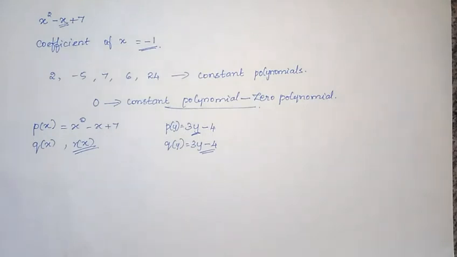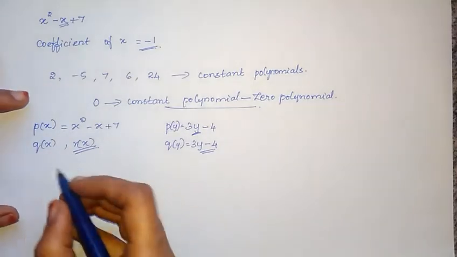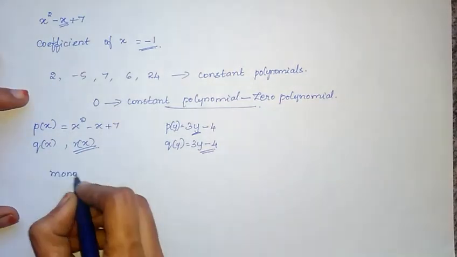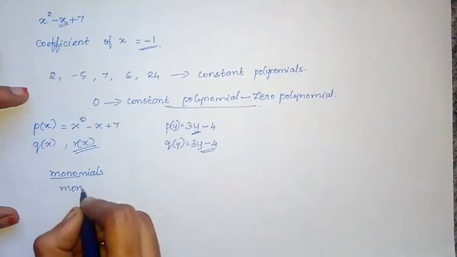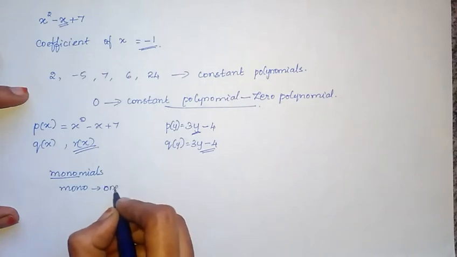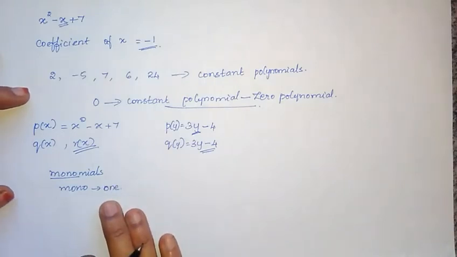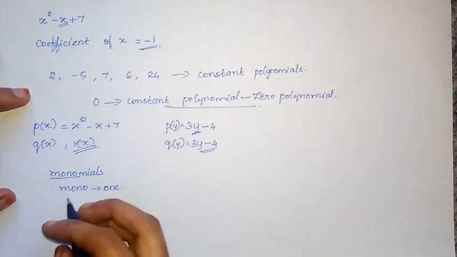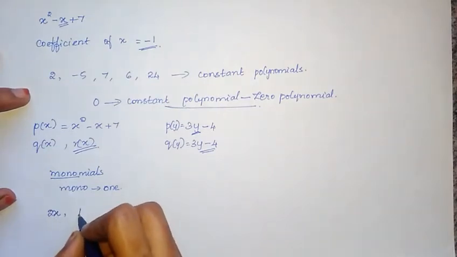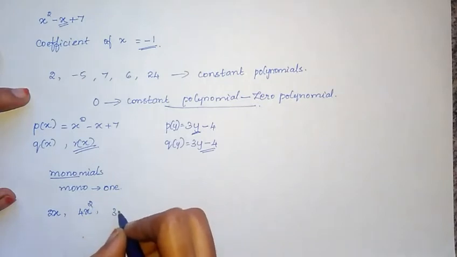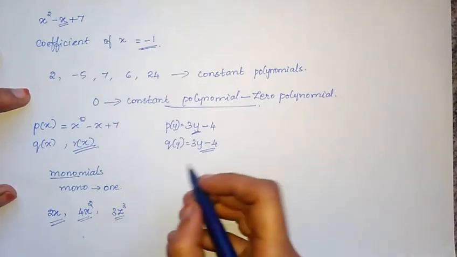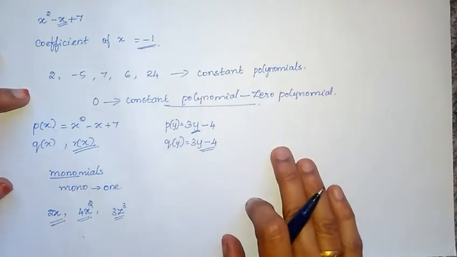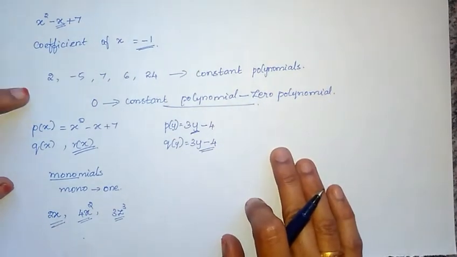Polynomials having only one term are called monomials. Mono means one. Example, 2x, 4x square, 3z cube. These are the polynomials with only one term. So, these are monomials.